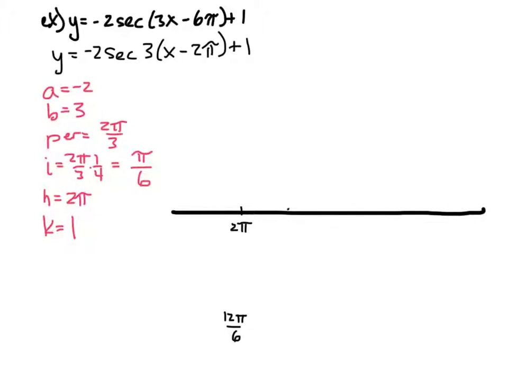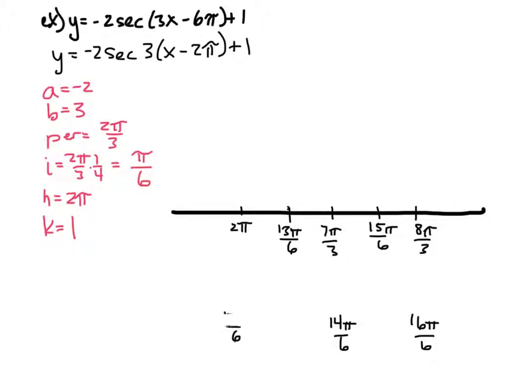So that takes me, let's see, 1, 2, 3, 4. 13 pi over 6. 14 pi over 6 is going to reduce to 7 pi over 3. 15 pi over 6. And then 16 pi over 6 reduces to 8 pi over 3. Okay, now get rid of these non-reduced terms.